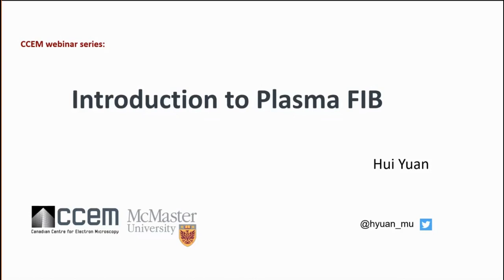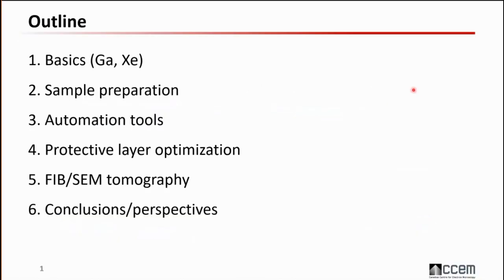Do some advanced materials calculation, but today we are going to be focused on plasma. My presentation includes six parts. I will start with presenting some basics of the FIB concerning the traditional gallium and the xenon we are using here. I'm going to show you some tricks on how we use this plasma FIB to prepare your sample, what kind of APIs we can use to do some automation, and some tricks we need to pay attention to when we put the protective layer on your sample. I will end my presentation by showing you some applications on tomography, and end with some conclusions and perspectives.